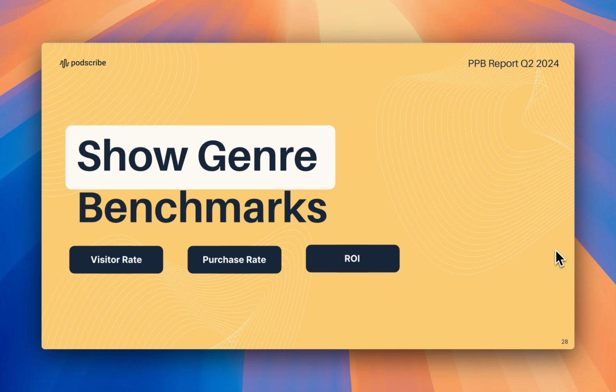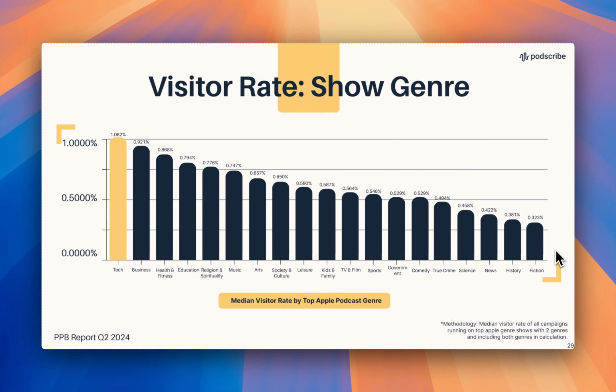Again, visitor rate, purchase rate, and even ROI, which is really return on investment, or what your return on ad spend is for every dollar that you spend on these ads. How many dollars on average are people making? So first, visitor rate. Matt, maybe you want to walk through this one?